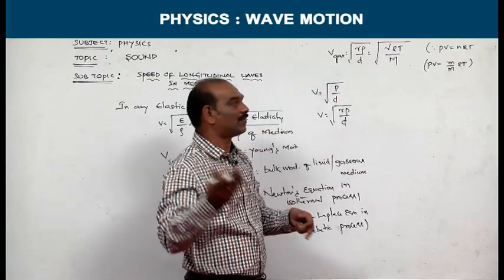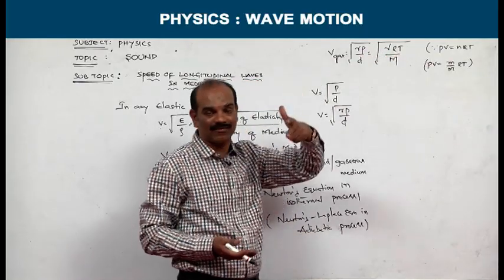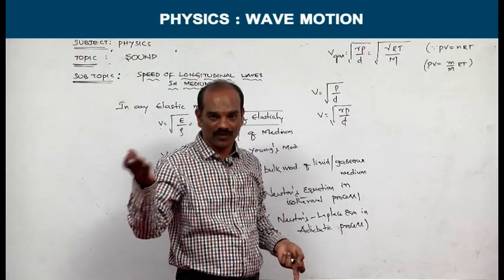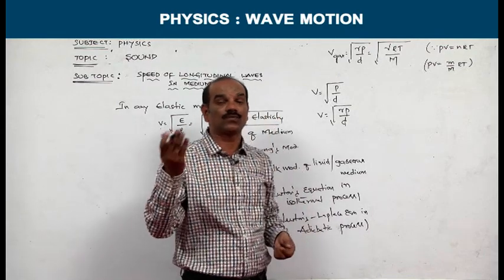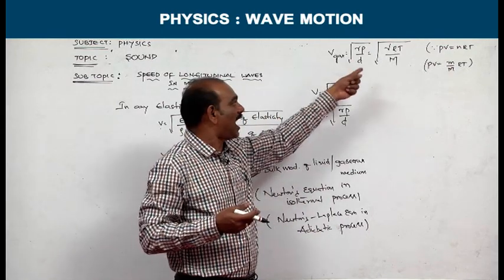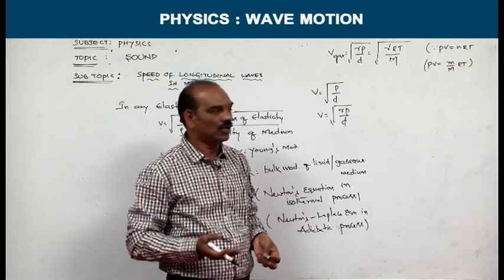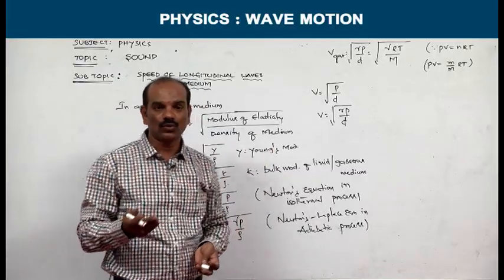This can also be replaced by √(γRT/M), because from the ideal gas equation we know that PV can be replaced by nRT, where P is the pressure, V is the volume, and n is the number of moles, which is equivalent to small m by capital M, where R is called the universal gas constant and T is the absolute temperature. So these are the various formulae to find out the speed of waves through various media.